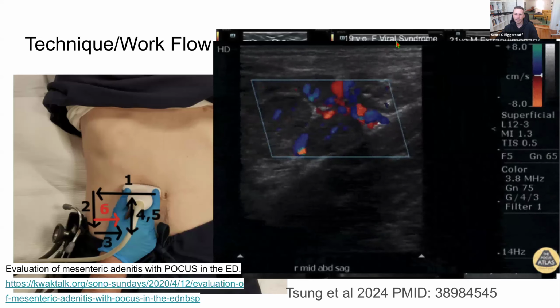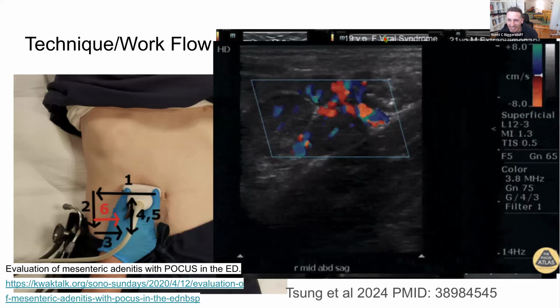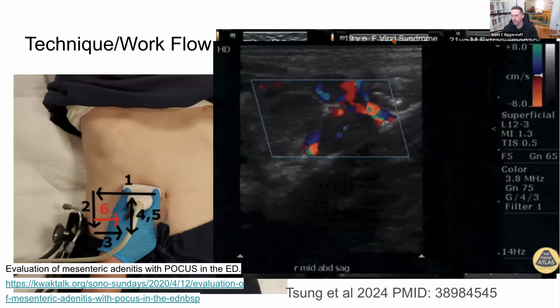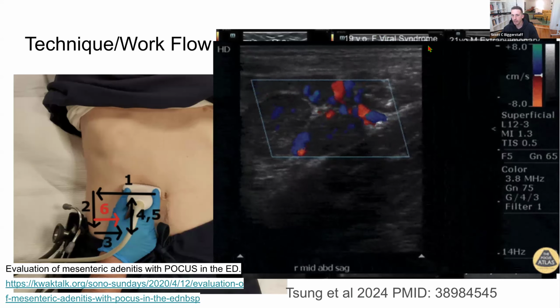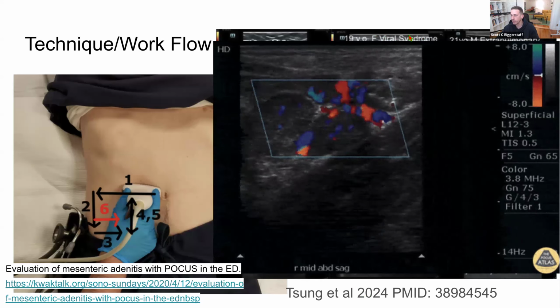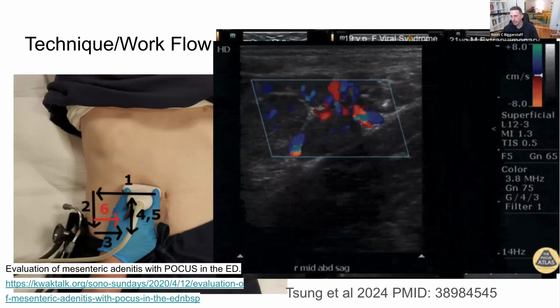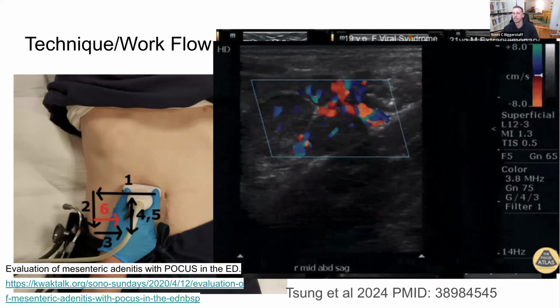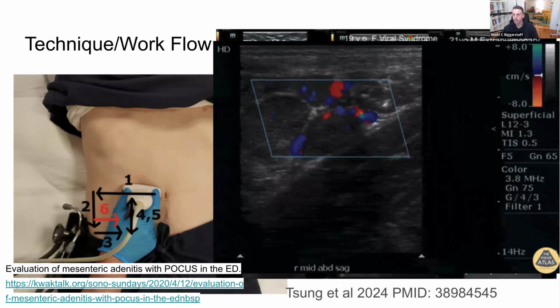And I didn't order that correctly. So there's an image back here behind this that shows basically that in this paper from Sung et al. in 2024, there was a really wide variety of things that caused mesenteric adenitis, including COVID-19, pyelonephritis, different viral syndromes, and even recurrent TB.